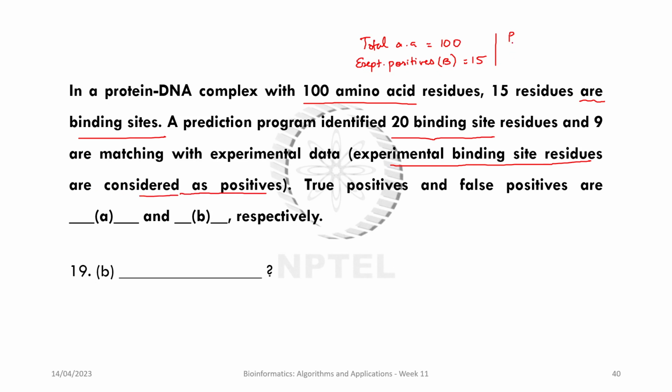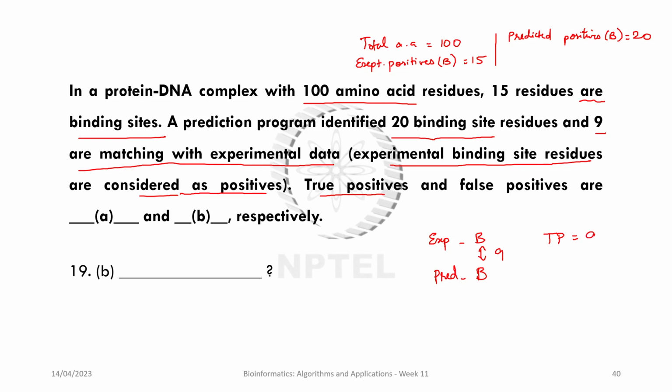Which means these are the real B's and you're comparing it with the predicted positives. B's are 20. Now with this information, what can you find? Last line helps where they say 9 are matching with experimental data. So wherever there is a B in prediction, there is a B in experimental too in 9 such places, which means true positives are 9.